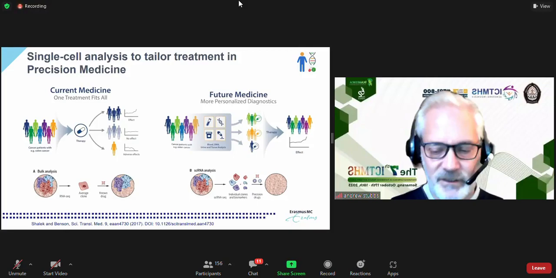Yeah, thank you very much, Professor Andrew. It's very, very interesting that the use of artificial intelligence now in the biomedical fields is really, really developed, especially for the cancer therapy.